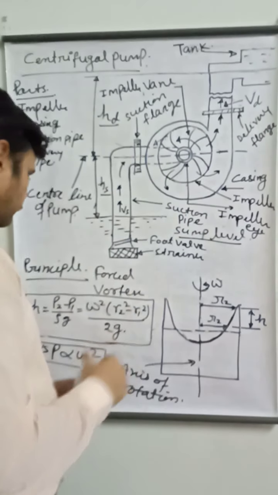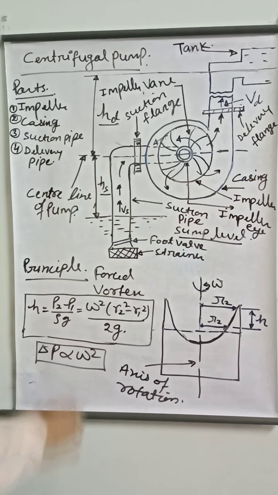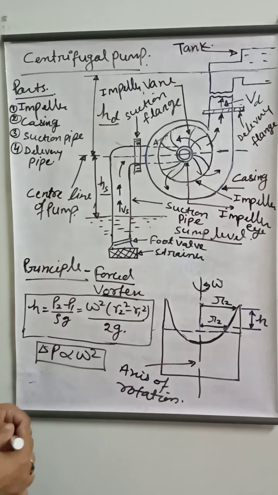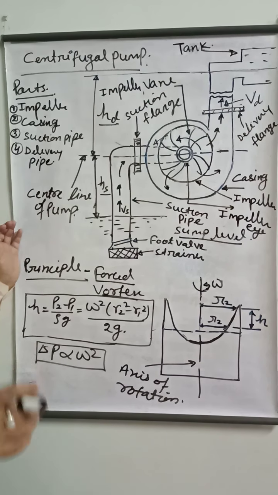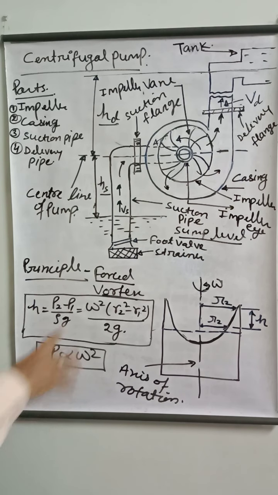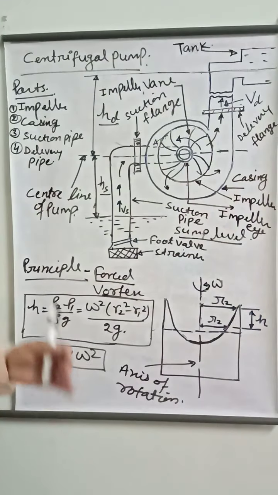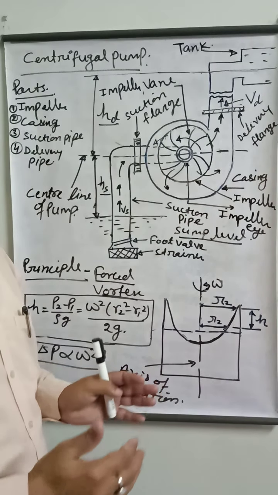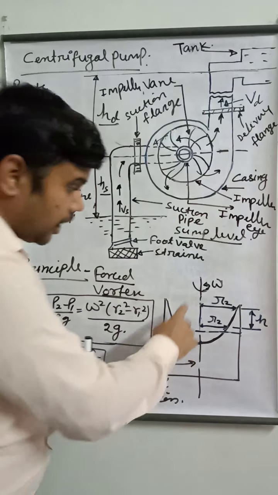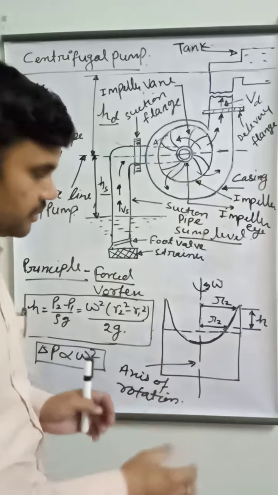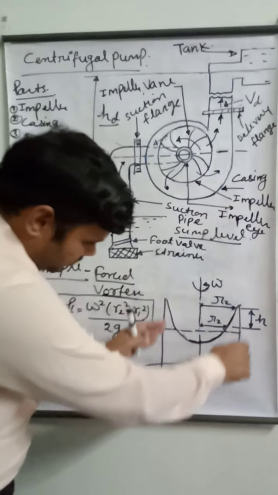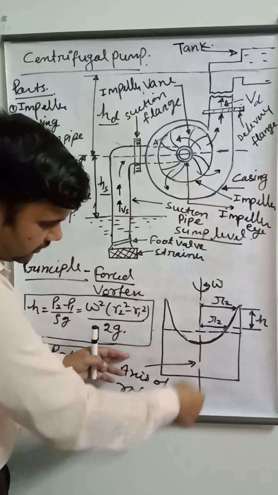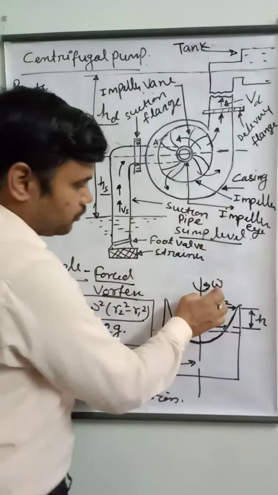How does it work? What is the principle? It works on the principle of forced vortex, as you have studied in fluid mechanics in the third semester. What is forced vortex? It says that when a liquid or water is rotated about an axis, then there is a rise in pressure in the radially outward direction and a decrease in pressure in the radially inward direction. Suppose this is a tank containing a liquid, and this tank is rotated about this vertical axis with speed omega.